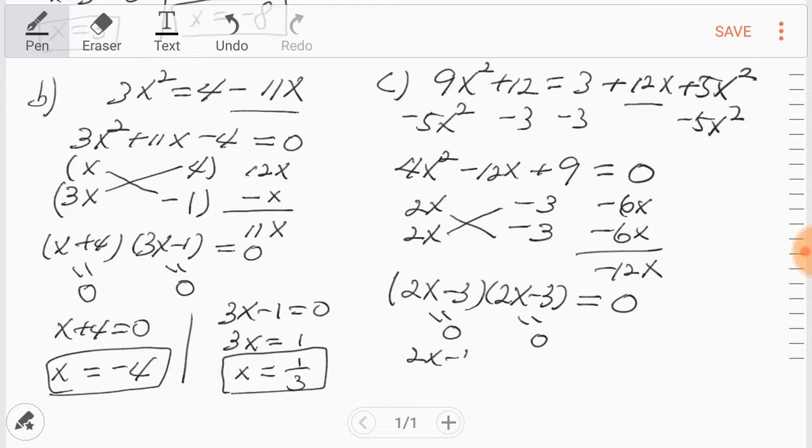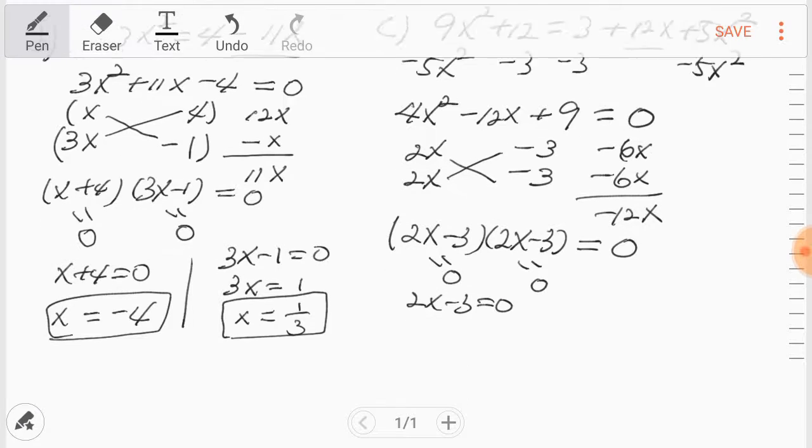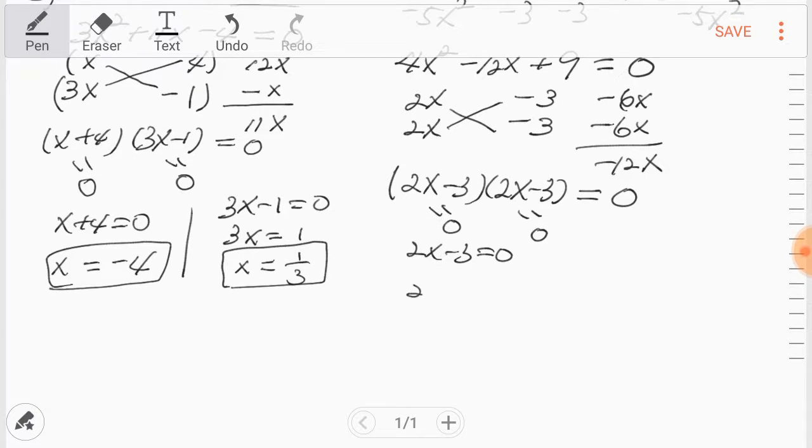Then 2x minus 3 is equal to 0. Then move negative 3 to the other side, it becomes 3, then divide by 2, so 3 over 2. So we got 3 over 2 from one factor, and the other factor is the same as the first one. So we get the same value of x, same solution. So the solution is 3 over 2.